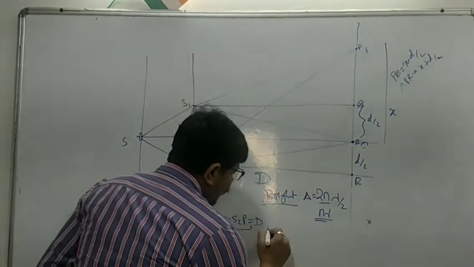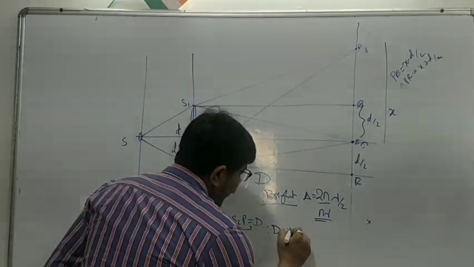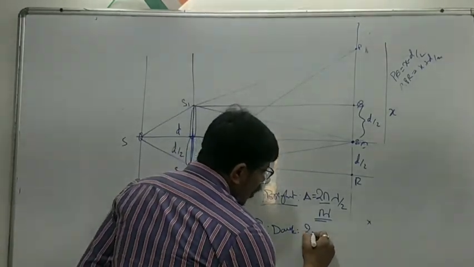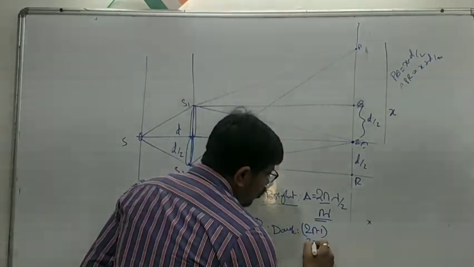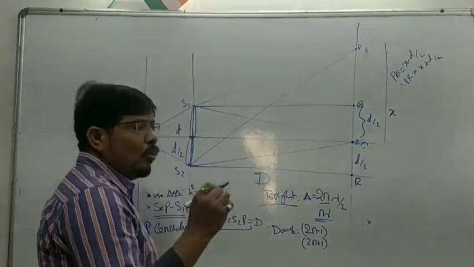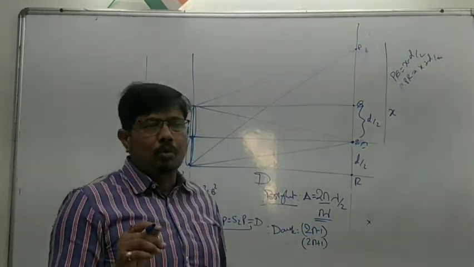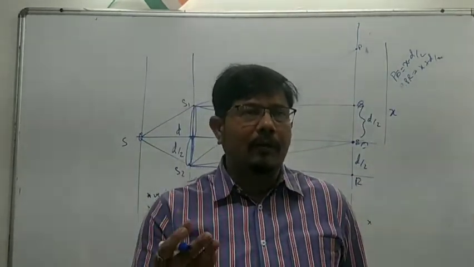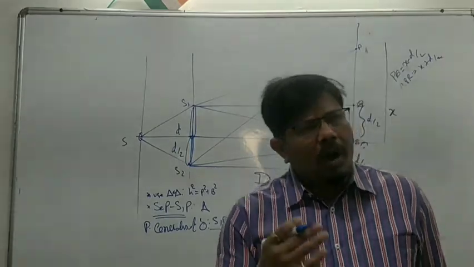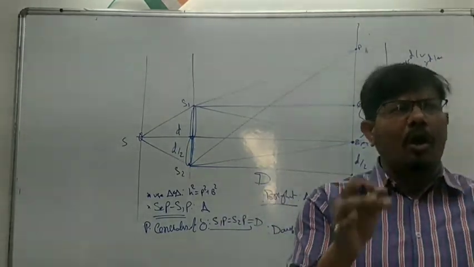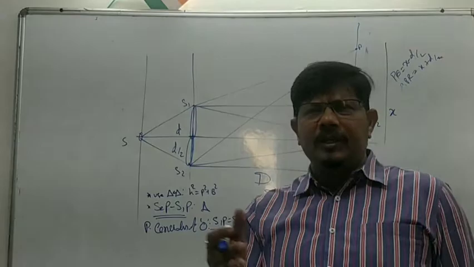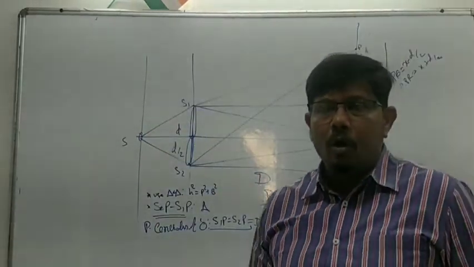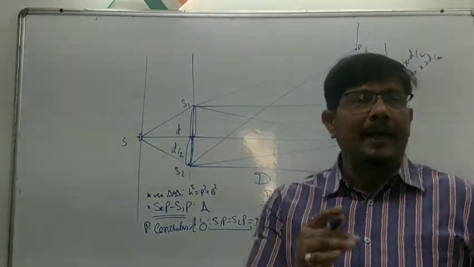And in case of a dark fringe, what you need to do? You need to do 2n minus 1 or 2n plus 1. You multiply any number with 2, you will get an even number, like 2 into 5, 10, 2 into 11, 22. Whatever you multiply, even or odd, with 2, you will always get an even number. But when you subtract 1 or add 1, you will always get an odd number.